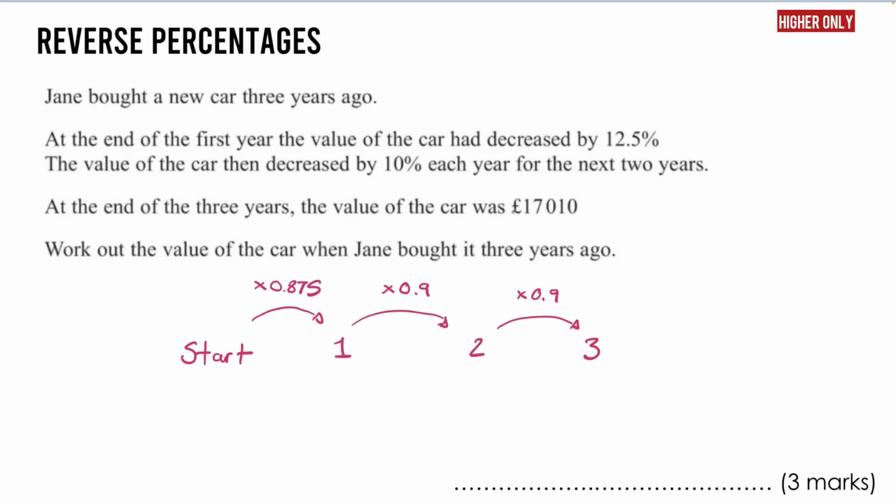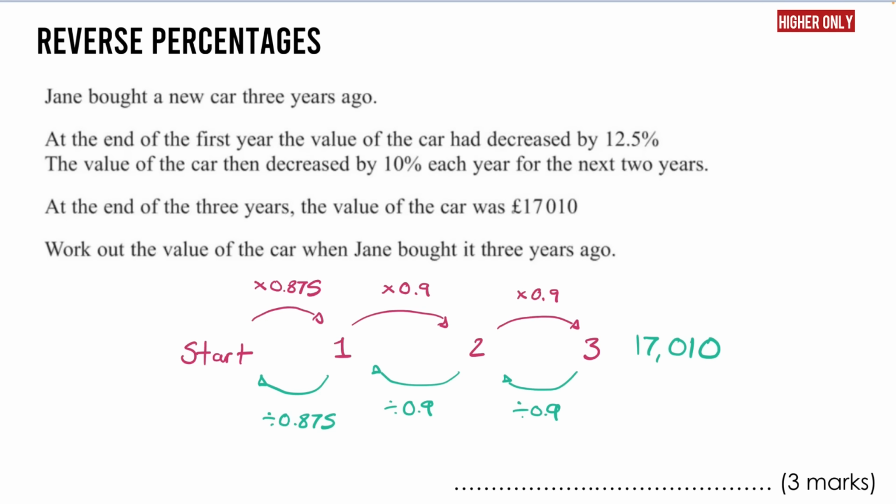Now essentially at the end of the 3 years there, it's worth £17,010. So to go back in time, we would just do the inverse of these, which would just be dividing by 0.9, then dividing by 0.9 again, or of course you could write divide by 0.9 squared, and dividing by 0.875. So if we just do that in our calculator, and we can just do it in single steps, we don't have to include the powers and add those additional bits in.